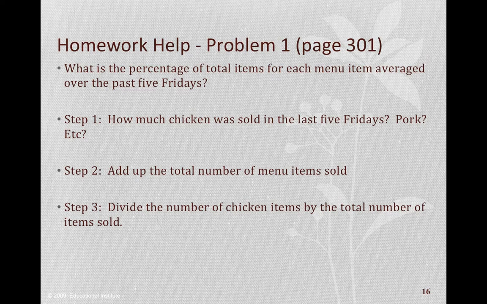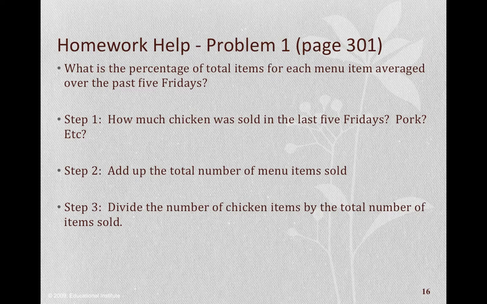I wanted to get you set up a little bit with your homework and make sure we were all clear on the homework help. So on page 301, the only problem you have to submit this time is problem 1. What is the percentage of total items for each menu item averaged over the past 5 Fridays? So this is exactly what we're talking about. This is not a weighted, this is just a strict average. And this person needs to know this because they're trying to forecast how much they should expect for the future.